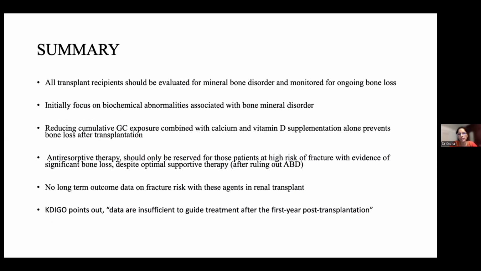So all transplant recipients should be evaluated for mineral bone disorder and monitored for ongoing bone loss. Initially focus on biochemical abnormalities associated with the bone mineral disorder. Reducing cumulative glucocorticoid exposure combined with calcium and vitamin D supplements alone will be sufficient in transplant to prevent bone loss after transplant. Anti-resorptive therapy should only be reserved for patients with high risk of fracture with significant bone loss despite optimal supportive therapy, after ruling out adynamic bone disease. And KDIGO points out data are insufficient to guide treatment after the first year post-transplant. So all what we have is limited to within 1 year of transplant.